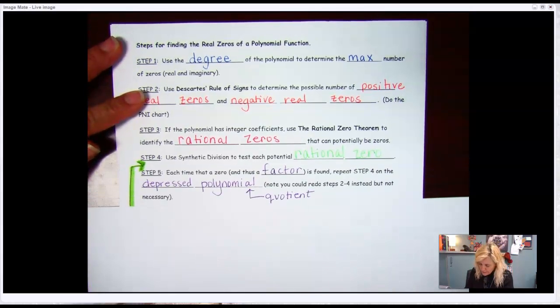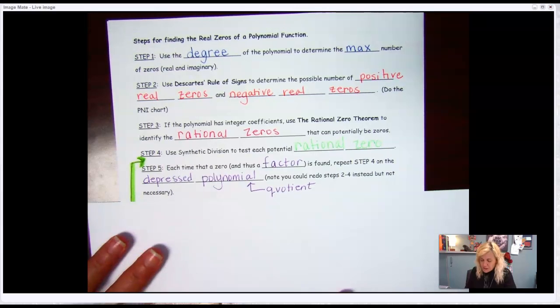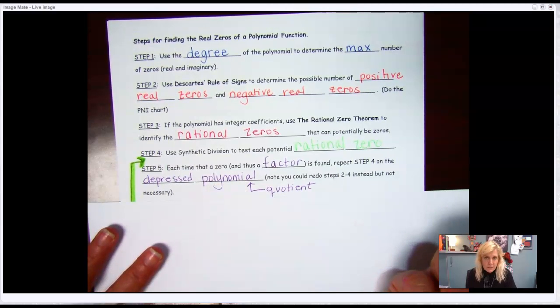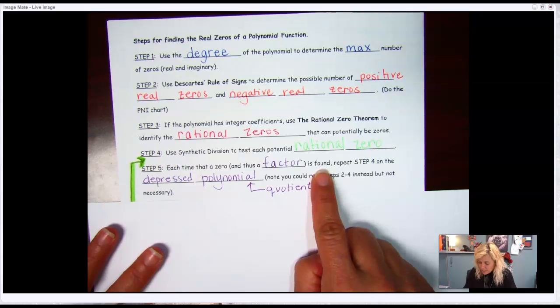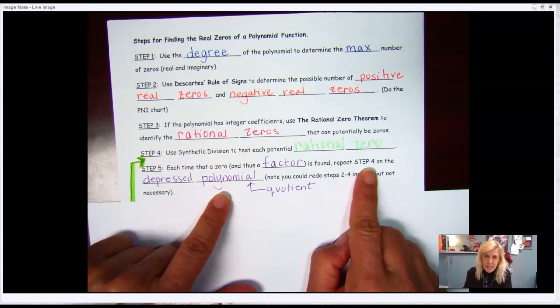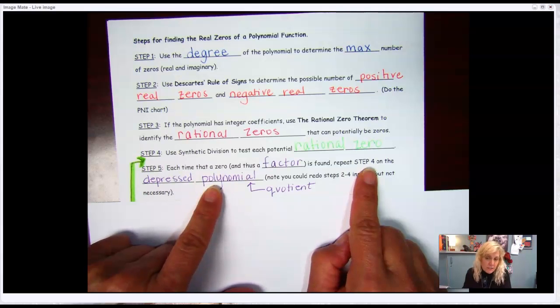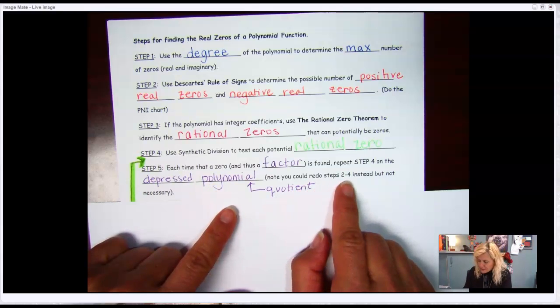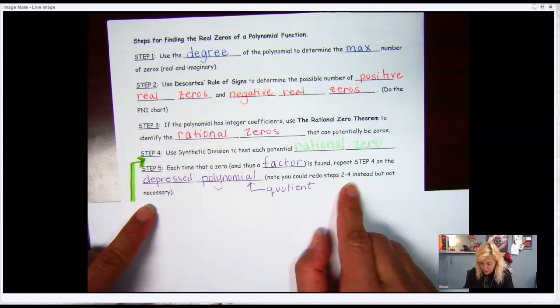Step 5 is, each time that a zero, which is also going to be a factor, is found, you're going to repeat step 4 on the depressed polynomial that's just down by the degree. That's the answer. That's the quotient. Note you could redo steps 2 to 4, but it is not necessary.